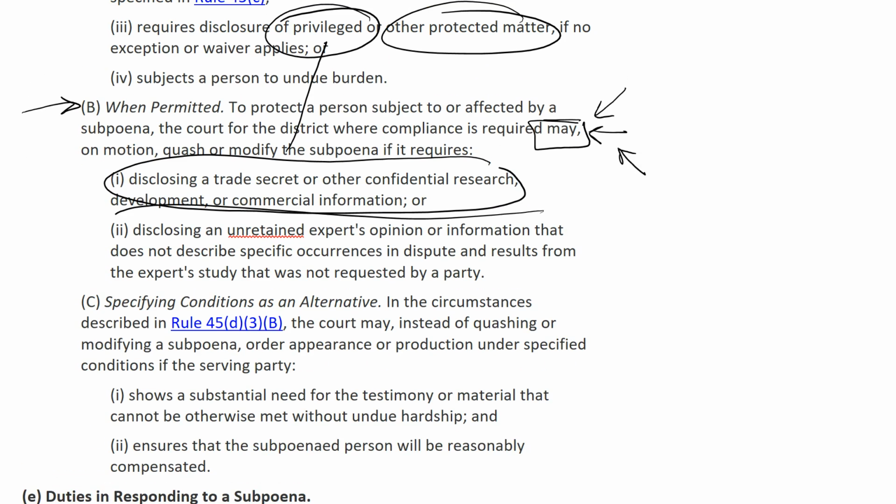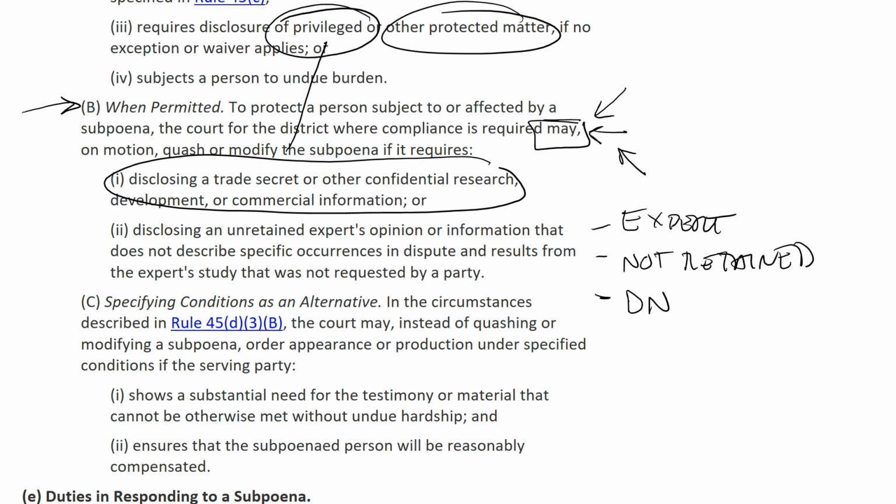What about this one? An unretained expert's opinion or information that does not describe specific occurrences in dispute, and so on. So you have an expert, and that expert has not been retained by either party, all right? And we're really not getting into experts, so I'll just talk about this briefly. This person's information or opinion does not deal with specific occurrences in dispute in the litigation.